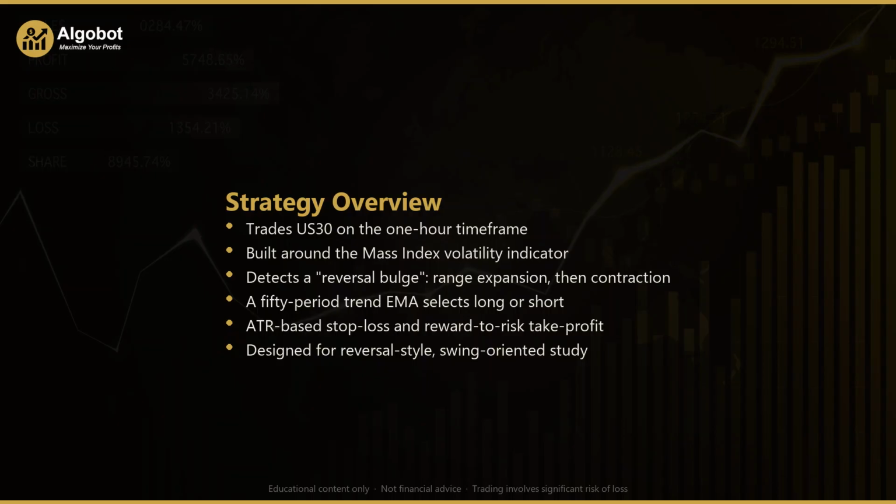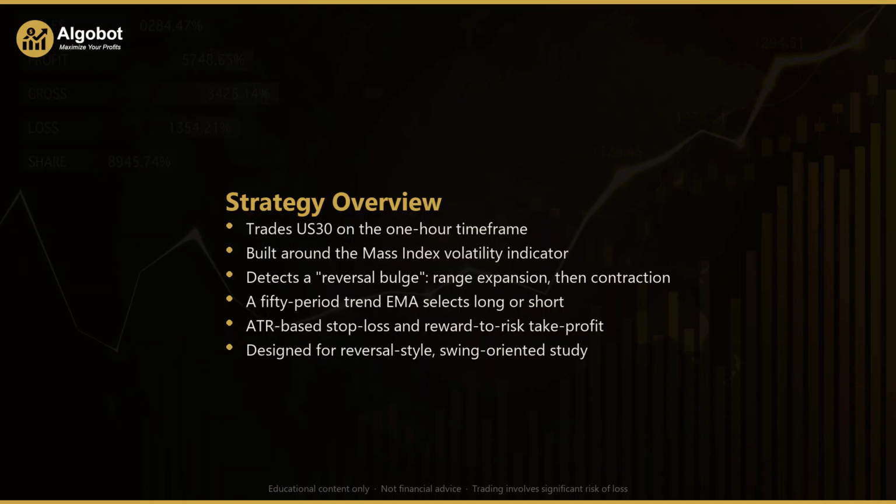To measure this, the strategy tracks the ratio of a single smoothed average of the high to low range against a double smoothed average of that same range, and it sums that ratio over a window of bars. When that sum climbs above a bulge level and then falls back beneath a trigger level, the strategy treats it as a completed reversal bulge. On its own, though, the bulge does not tell you which way to trade.